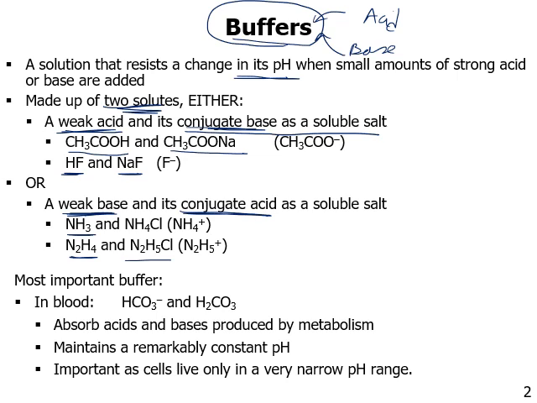One very important buffer that our body has in its blood is a buffer made up of carbonic acid. It consists of a weak acid, which is carbonic acid, H2CO3, and its conjugate base, or a salt, which is the bicarbonate ion. So H2CO3 with HCO3 minus.